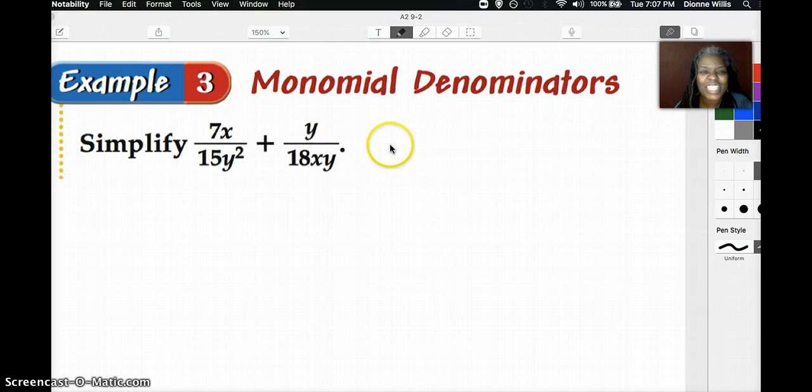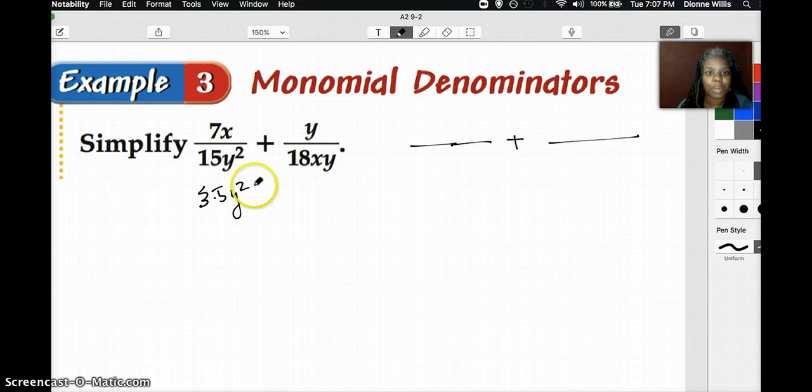So here we are getting to the heart of the matter. In order to add 2 fractions, we know we need a common denominator, and so I'm going to get started with that. Similarly, I'm going to say, okay, this is 3 times 5, y squared, and let's just say this is 3 times 6, x times y.